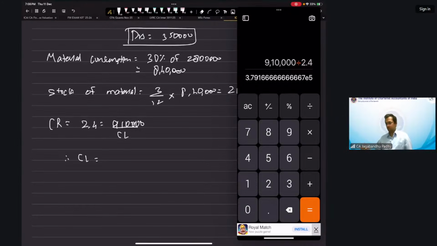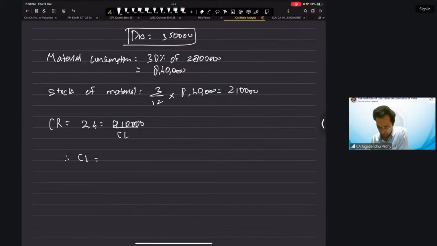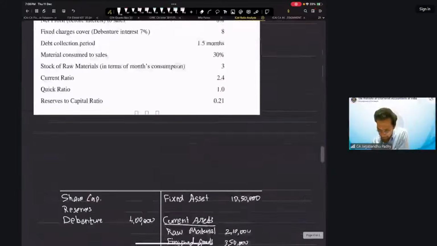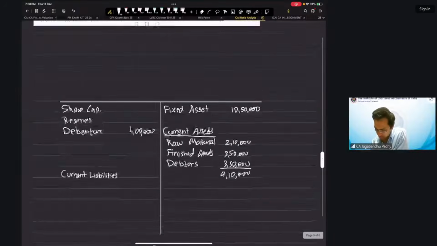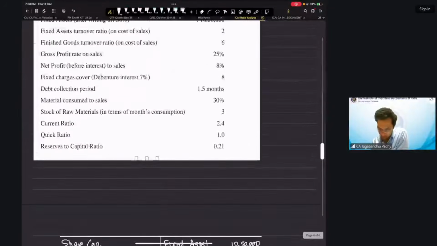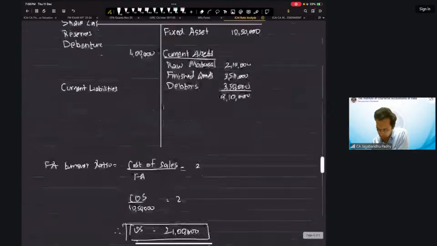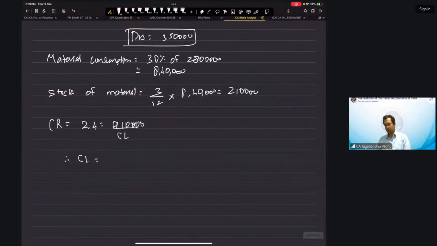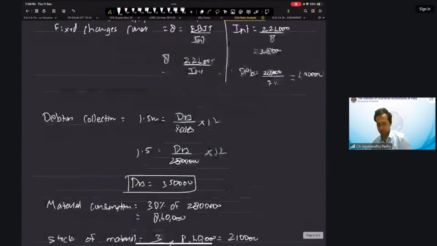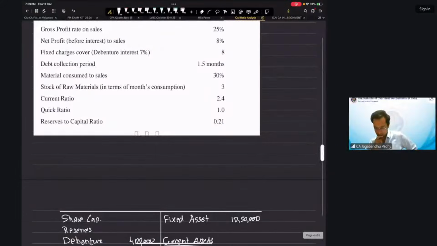This is giving us a somewhat absurd answer. I don't know. Current liability. Or are we losing out on something? Like, is the raw material correct? Stock of material consumed to sales is 30%. So material consumption is 8 lakh 40, and then stock of material is 3 by 12. So it's going to be in terms of months consumption, so 3 by 12. That's correct. Then we have the current ratio, quick ratio.